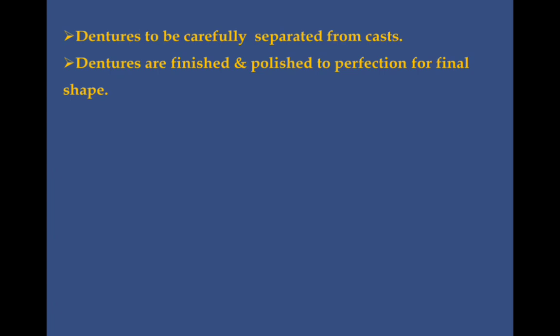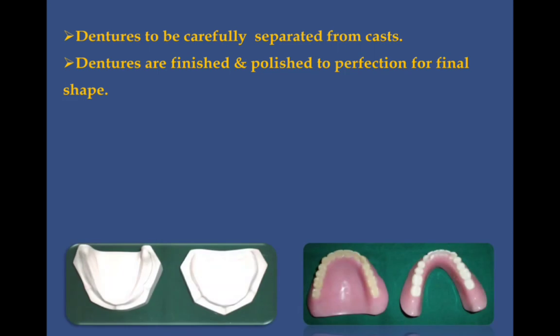Then careful separation. After you do the remount jig, you can carefully separate the master cast and the denture. After separating the master cast and denture, you go for finishing and polishing of the denture. So now here the denture is finished and polished. After finishing and polishing of the denture, we need to remount it on the articulator. Now we are not going to use the master casts, because while separating the denture from the master cast, the master cast might get destroyed.